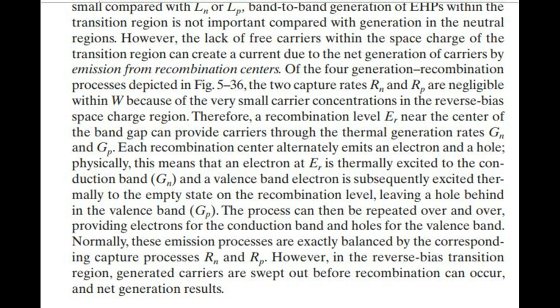However, the lack of free carriers within the space charge of the transition region can create a current due to the net generation of carriers by emission from recombination centers. Of the 4 generation-recombination processes depicted in Fig 5.36, the 2 capture rates Rn and Rp are negligible within W because of the very small carrier concentrations in the reverse bias space charge region. Therefore, a recombination level Er near the center of the band gap can provide carriers through the thermal generation rates Gn and Gp.